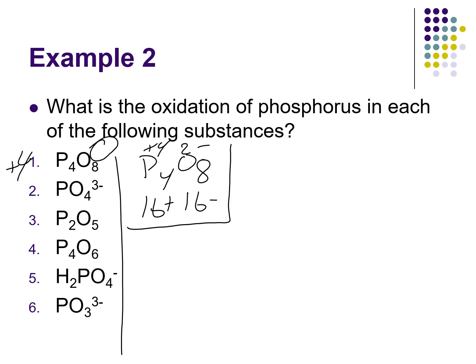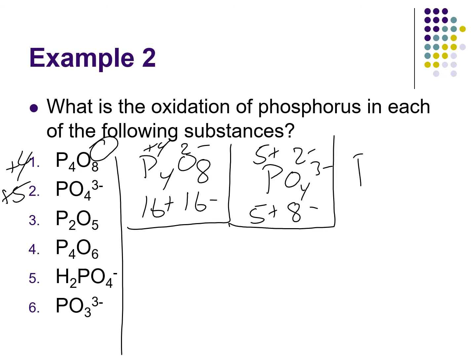So this one has an oxidation number of the phosphorus of +4. Now for phosphate, PO4 3 negative. Once again, oxygen is a 2 negative. 2 negative times 4 is 8 negative. So what plus 8 negative equals 3 negative? And the answer is +5. There's only 1 phosphorus, so it has an oxidation number of +5.